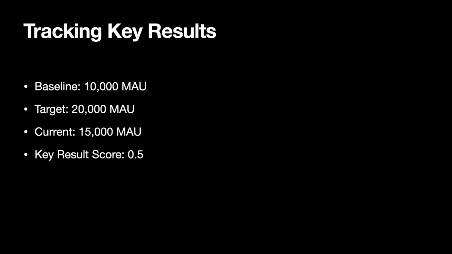As an example, let's say we have a key result to increase our monthly active users from 10,000 users to 20,000 users. 10,000 is the baseline, 20,000 is the target. During our review, if we're currently at 15,000 users, or halfway between the baseline and the target, the key result score should be 0.5.